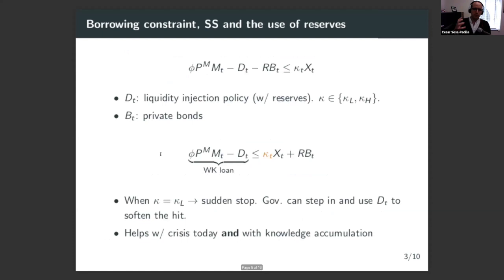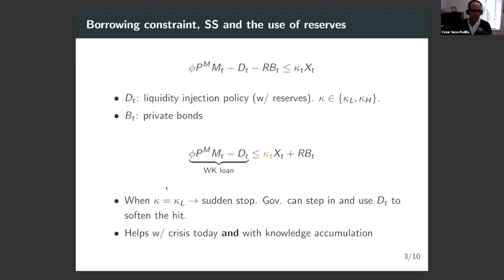The borrowing constraint is this one here on top. Just to remind everyone what the terms are: D is the liquidity injection by the government, using their reserves. B is the starting private debt, X is knowledge, and kappa is this sudden stop shock. M is the import of intermediate goods, P is their price, and a fraction phi of those needs to be paid up front. We can rewrite this in this way. On the left-hand side is the working capital loan, the needs for financing. I like to rewrite it this way because now everything on the right-hand side is predetermined or exogenous, and the amount that I need to borrow is on the left-hand side.